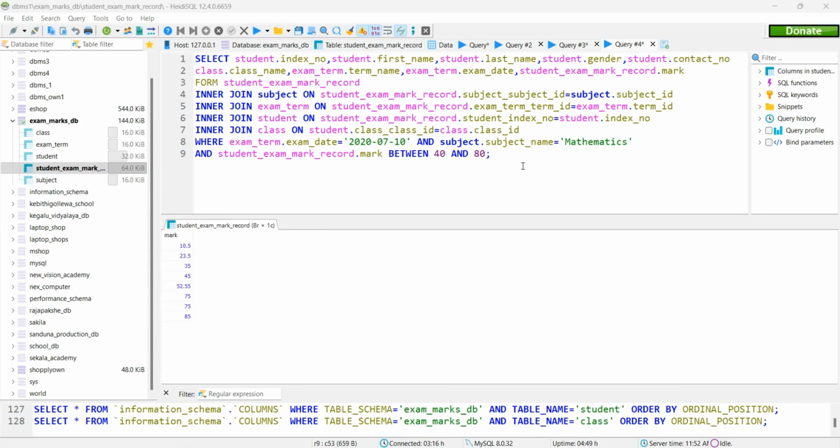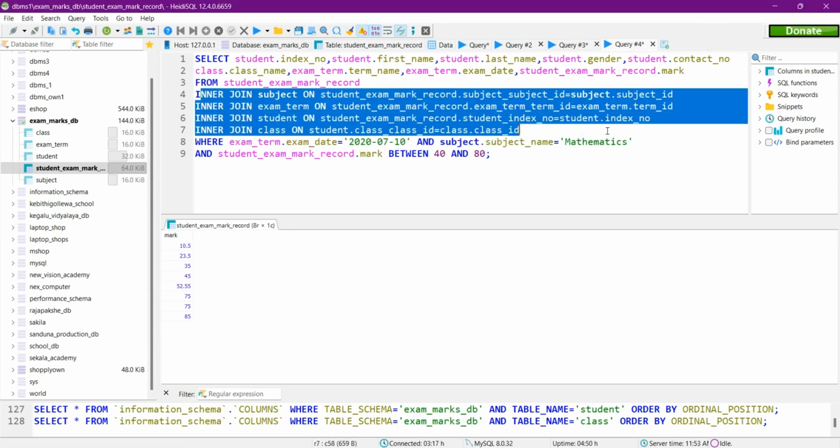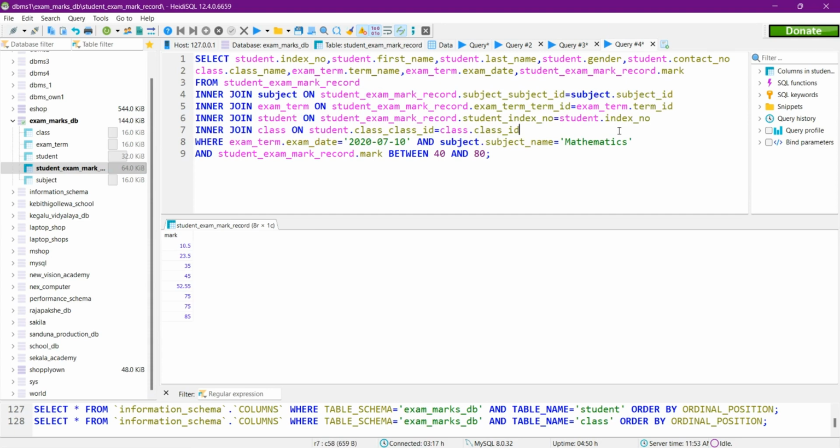So this is the query for the third question. So according to the third question, we need to find out all the details of the student who got the marks between 40 and 80 in the mathematics subject, and they have also given an exam date. So when we look at the query, they have told us to find out all the details. So we included the index number, first name, last name, gender, contact number, class name, term name, exam date, and also the mark.